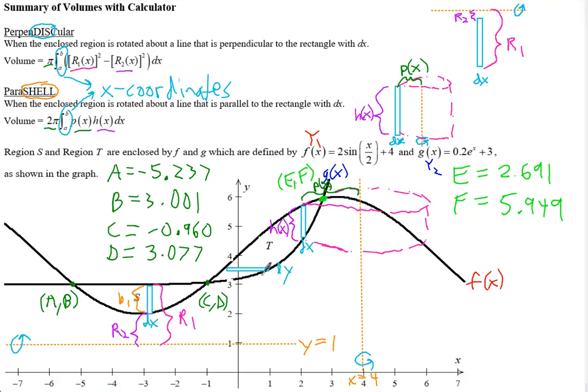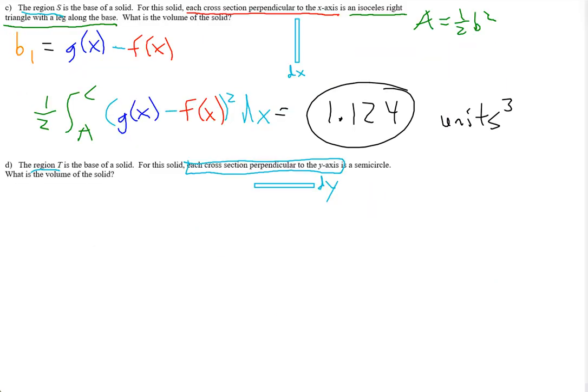So now we have to solve these equations for x in terms of y. Let's start with the sine one. Instead of f of x, we could just write y equals 2 sine of x over 2 plus 4. To solve this one for x, we first have to isolate the sine. So subtract the 4 first. So y minus 4 equals 2 times the sine of x over 2.